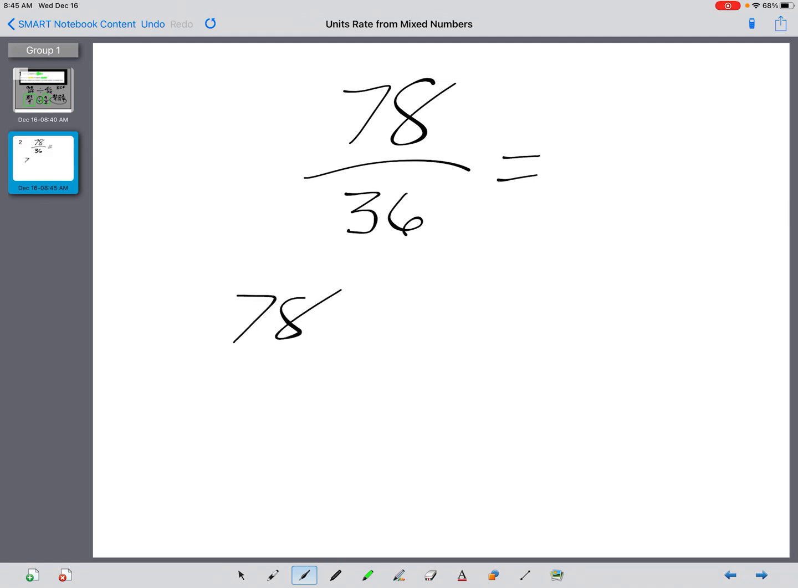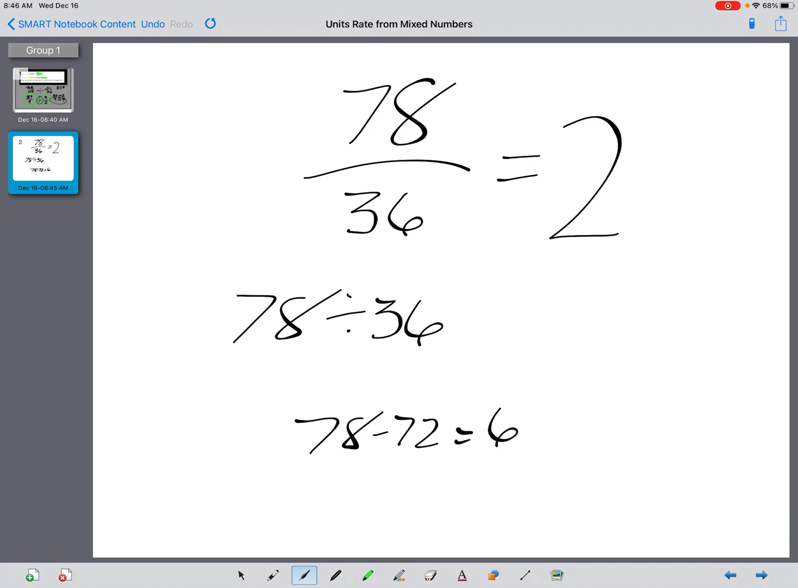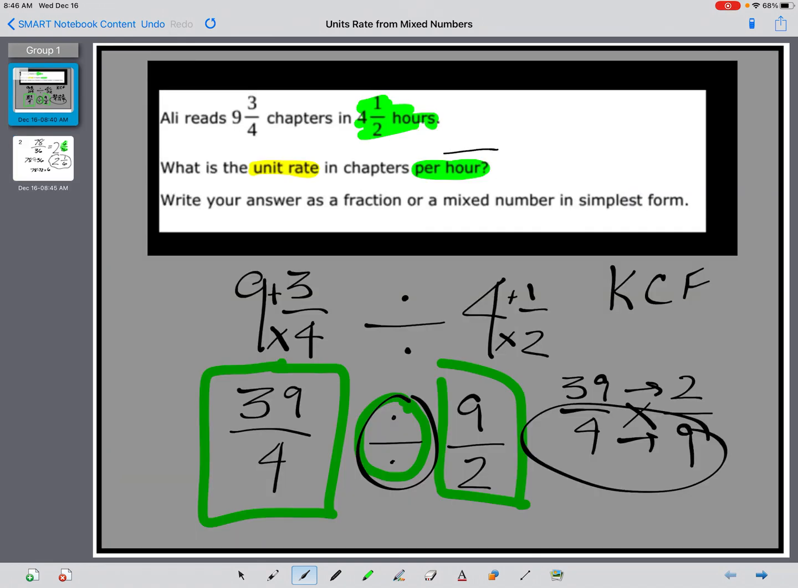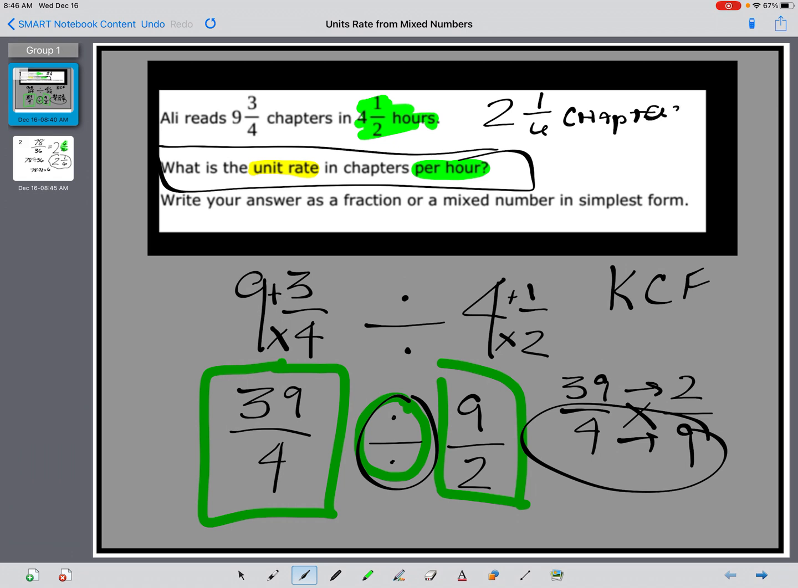We just simply do 78 divided by 36. Okay, so 36 goes into 72, right? Twice. And so that gives us 2. And so 78 minus 72 gives us a remainder of 6. And so that's 2 and 6/36. Of course, we can still simplify this fraction, this 6/36. That becomes 1/6. And so our response to the question, what's the unit rate in chapters per hour, is going to be 2 1/6 chapters per hour.